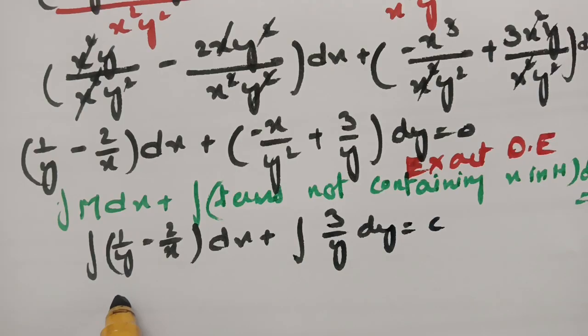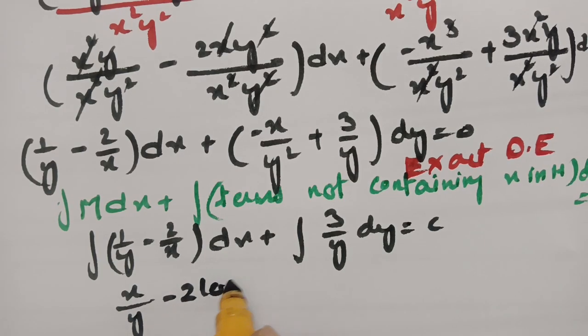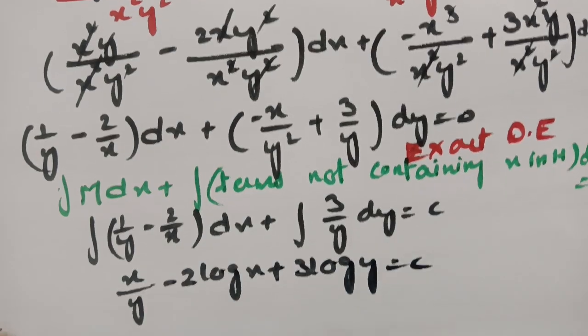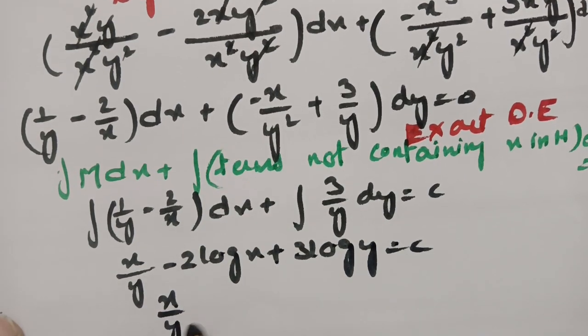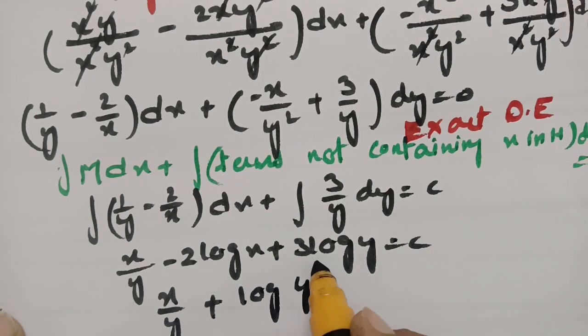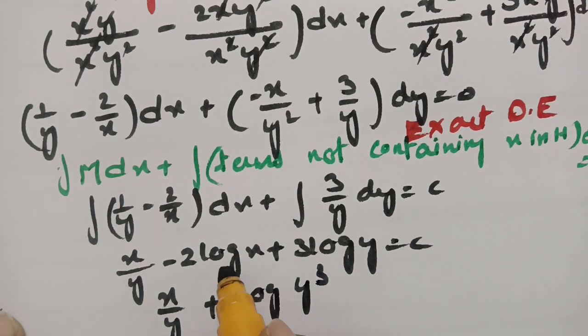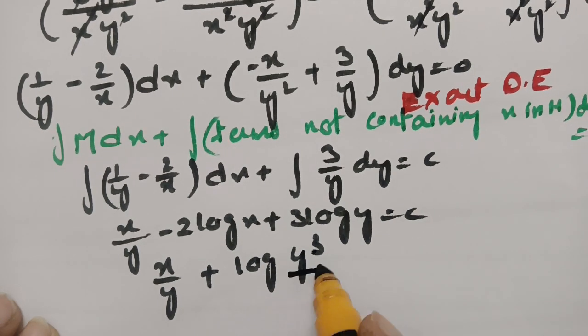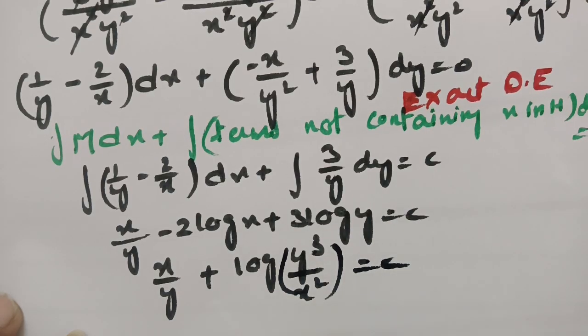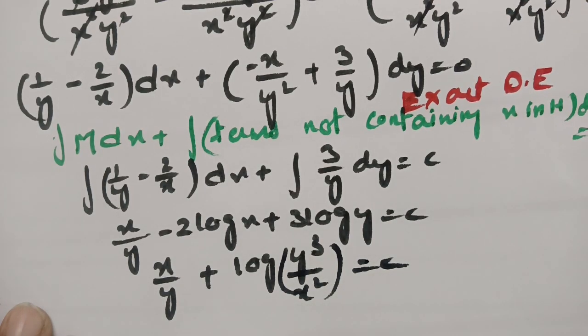So 1 by y is a constant. So if we keep 1 by y aside, the integral of 1 dx is nothing but x, minus 2 log x, plus 3 log y is equal to c. So this is going to become x by y plus, this can be written as log y cube minus, since log a minus log b is log a by b, log x square, which is equal to c.